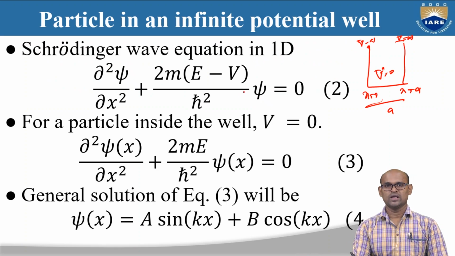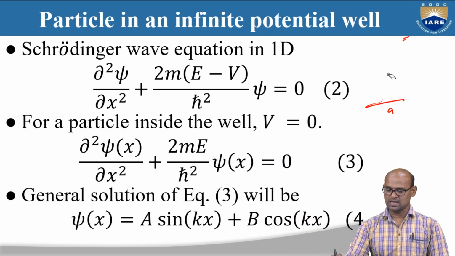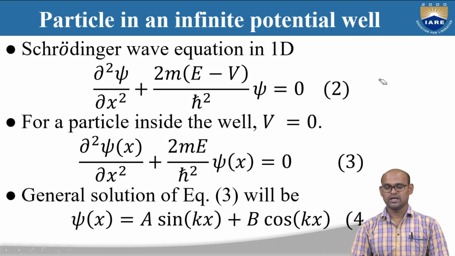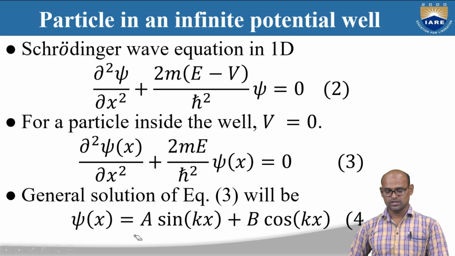So this is the Schrodinger wave equation in one dimension. First we are going to start with potential is 0 inside, and we are going to get this equation because V is equal to 0. Then the solution of this equation is written as psi of x is equal to A sin kx plus B cos kx. We need to find out these unknown constants to write down the wave function equation completely.